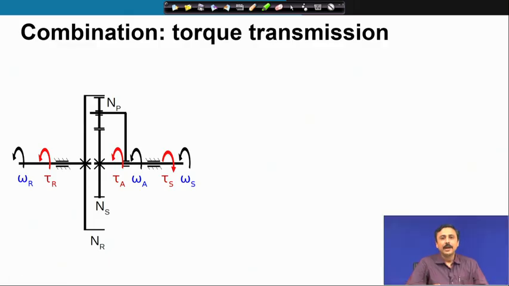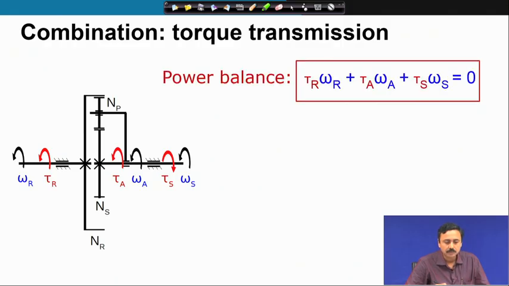Now, let us look at torque transmission. Here I have drawn out the torques that are acting. Tau r is the torque on the ring gear, tau a is the torque on the arm and tau s is the torque on the sun. If you do a power balance, then this is the relation we have been looking at. The net rate of work done on the system must vanish.